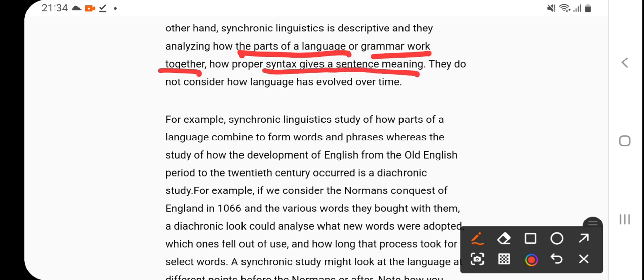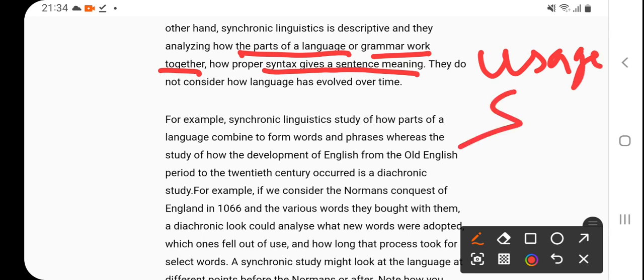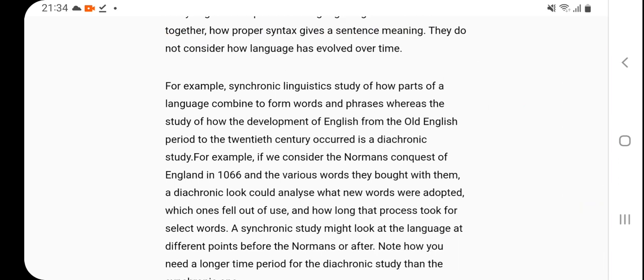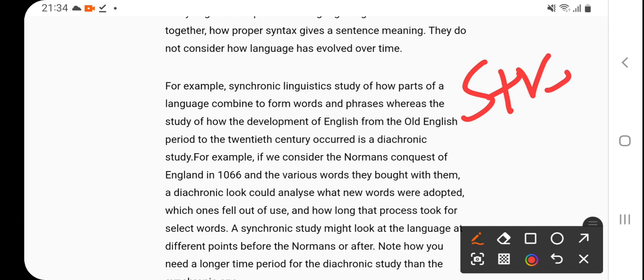They do not consider how language has evolved. Synchronic is more focused on usage. So how different language and grammar work together, how proper syntax gives a sentence meaning. Proper syntax is subject plus verb then object, so it gives complete meaning.